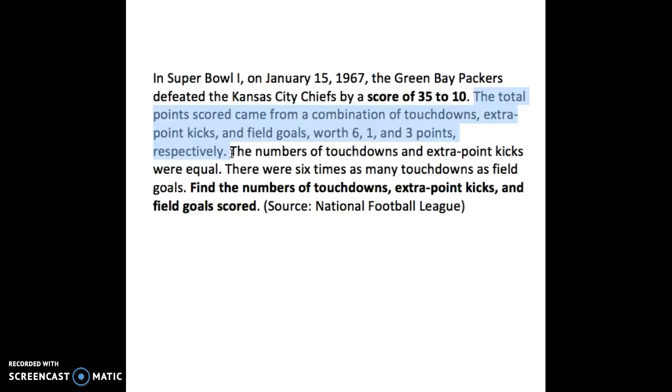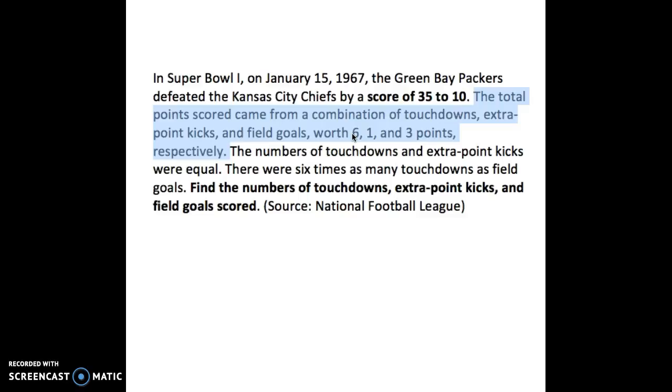Now, using these variables, I know my worth for my touchdowns is 6, so that's going to be 6x. My worth for my extra point kicks is 1, so it's going to be 1y. And my worth for my field goals is 3, so it's going to be 3z. This equals the total points, but how do I come up with my total points?